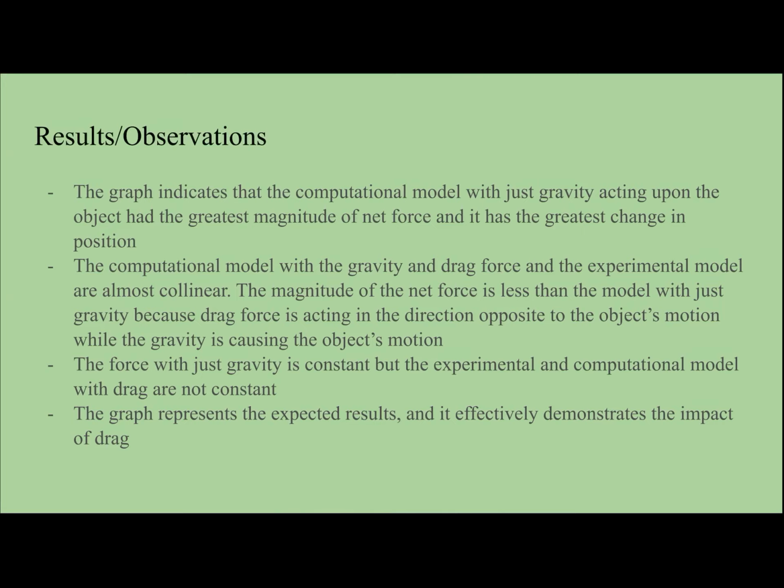So as we can see, the graph indicates that the computational model with just gravity acting upon it had the greatest magnitude of net force and the greatest change in position, and the computational model with gravity and drag force and the experimental model are almost collinear, and the magnitude of the net force is less than the model with just gravity because drag force is acting in the direction opposite to the object's motion, while gravity is what's causing the object's motion. So the force with just gravity is constant, but the experimental and computational model with drag are not constant, as we can also see in the graph. And so the graph represents the results that we expected, and it effectively demonstrated the impact of drag.